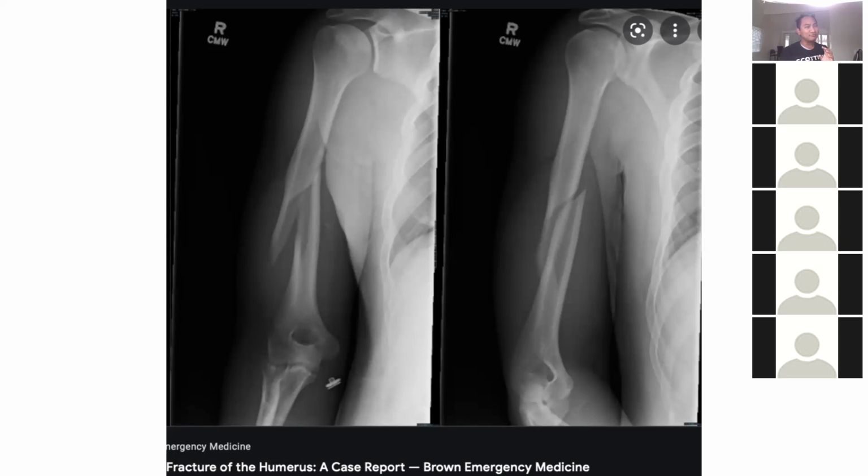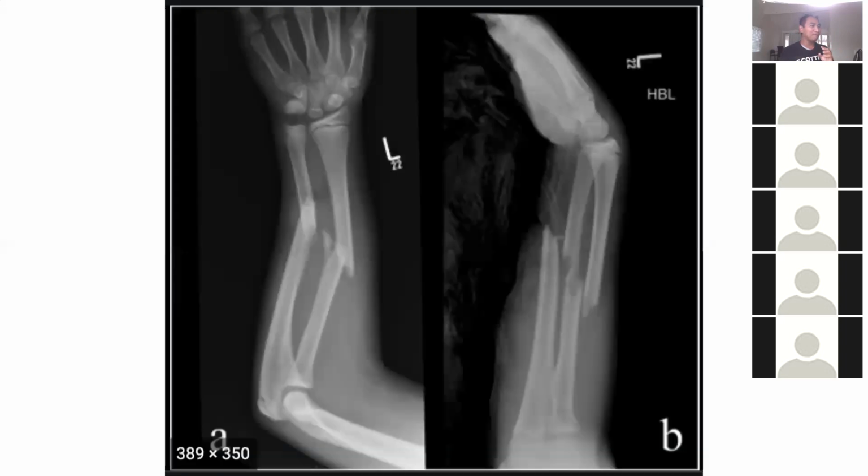Okay, let's go to the next page. So we can see the fracture here. Which bone is broken? The radius and the ulna. Oh, radius and ulna, perfect answer. Where is the fracture?